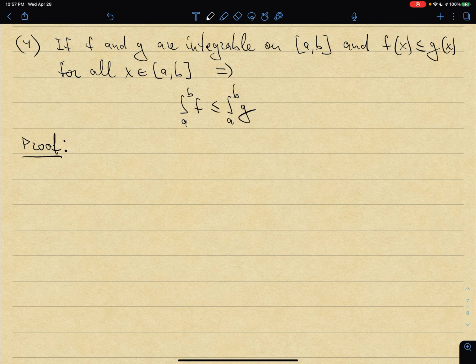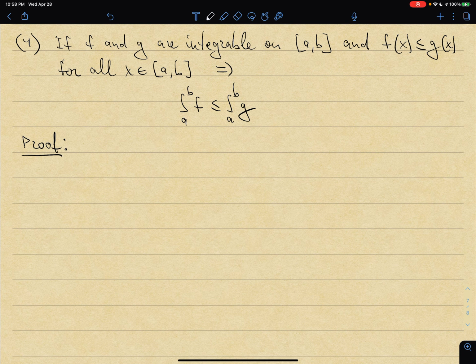And the trick here is to look at the function g minus f. So let's define h to be g minus f. Now, in a previous couple of items, we proved that if I multiply a function by minus 1, that function is still integrable. And if I add two functions that are integrable, I get a function that is integrable. So f is integrable on AB, therefore minus f is integrable on AB, therefore g plus minus f is integrable on AB, but g plus minus f is g minus f.